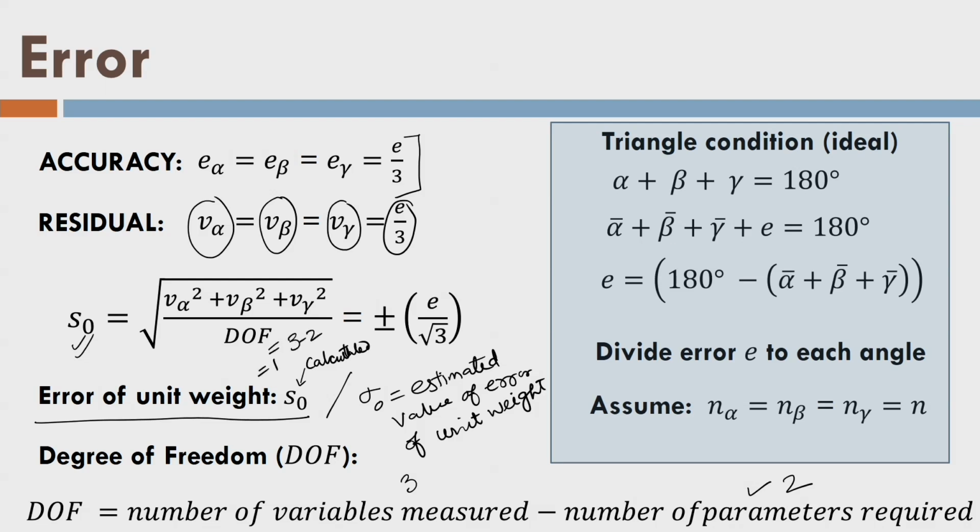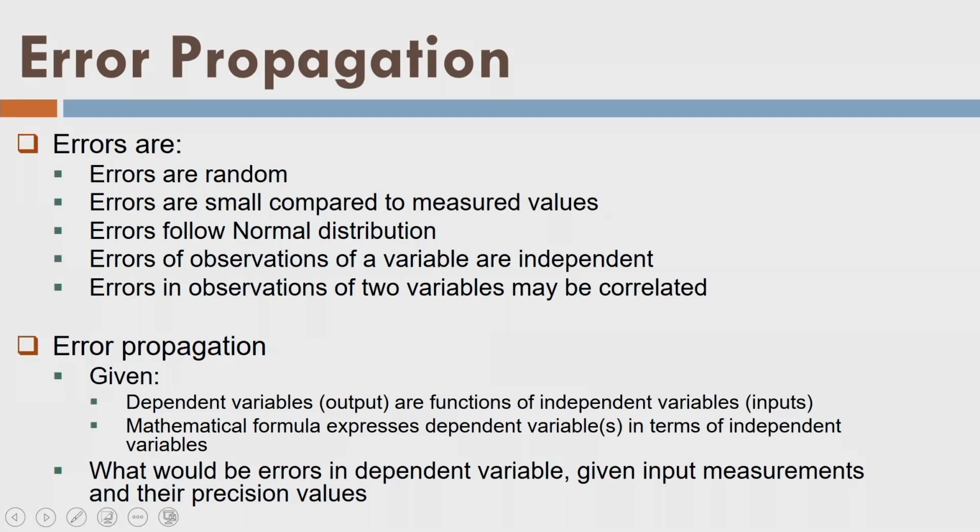Now you got the idea of the error of unit weight, H0. So let us start the error propagation, where errors are random and errors are small. Remember what the meaning of errors are small is? I have taken an observation of 2.33 meters to measure the length of this room, and I find that there could be an error of 1 centimeter, 2 centimeters, something very small.